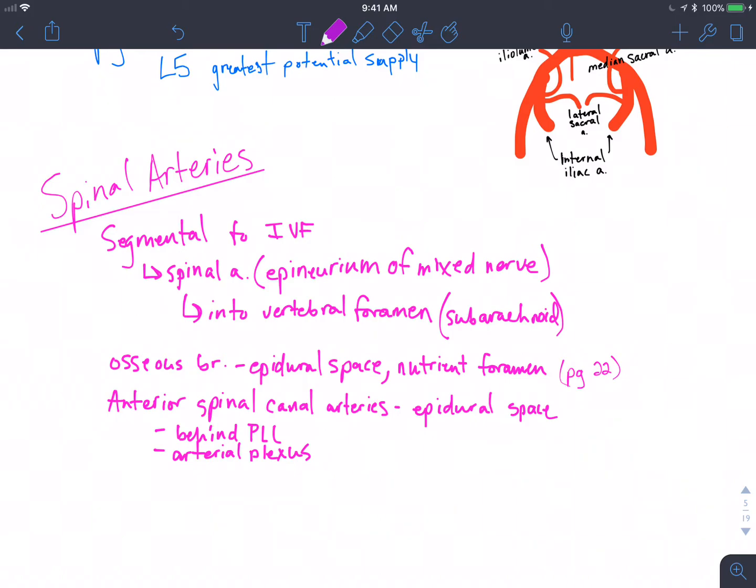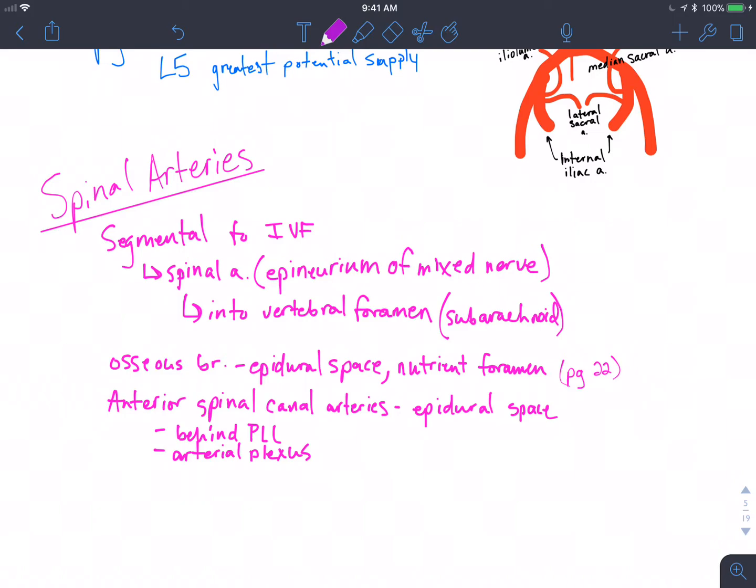So spinal arteries, again, segmental, just meaning at the levels of the spine, okay? The spinal artery is another one to keep in mind too, because it gets enveloped in the epineurium with that mixed spinal nerve traversing the IVF, okay? So when it gets enveloped like that, technically it's in the subarachnoid space, okay? So again, just something to keep in mind, because that dura and that arachnoid follow that nerve out from the cord to the IVF, okay?